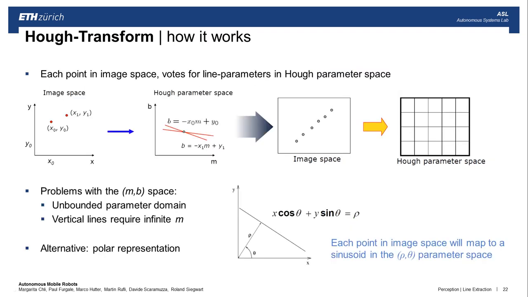Using this principle, every point in image space can vote for different line parameters in Hough parameter space, which is, as we said before, a discrete accumulator array. Now, some problems with the parameterization we have just seen are that we have an unbounded parameter domain, and also vertical lines require infinite m. In order to solve this, we use polar representation. In polar representation, every point in the image maps to a sinusoid in the rho and theta parameter space, where rho and theta are defined as you see in this diagram here.